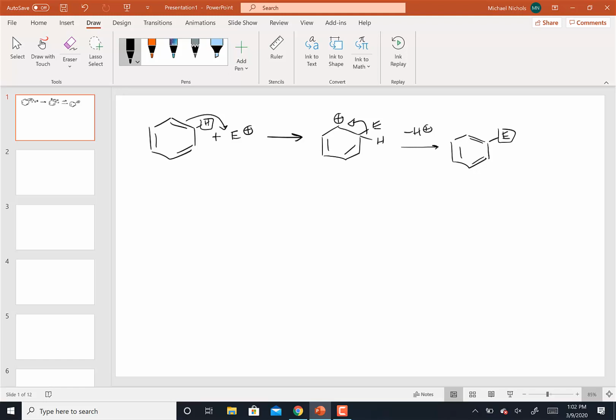Now we have to talk about what reagents will generate our E plus that is going to substitute in the ring. Just to review, if we take our benzene ring and add to it HNO3 and H2SO4, that set of reagents is going to generate an NO2 plus, which then substitutes for a hydrogen, and I'm going to make nitrobenzene. So that was the first set of reagents.